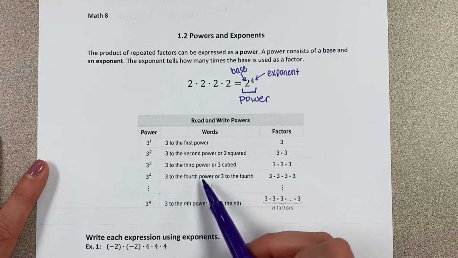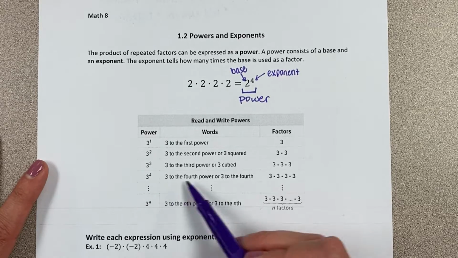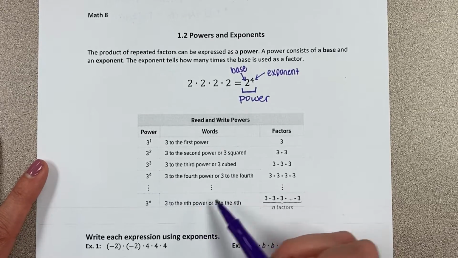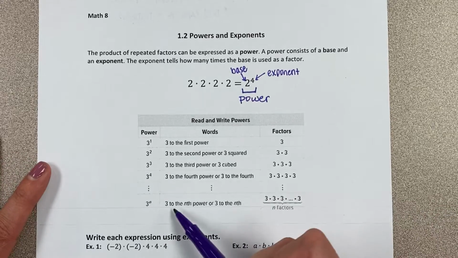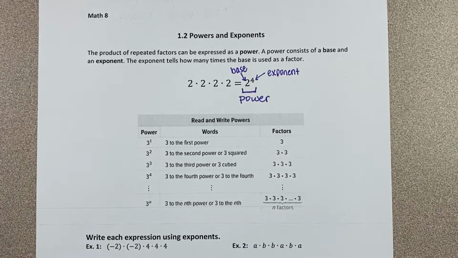Then when you get to the fourth power and on and on and on, you just say 3 to the fourth power, 3 to the fifth power, and it goes on to the nth power. So any number that you put in for n, you would say it like that.